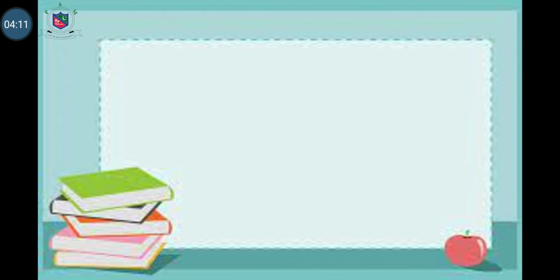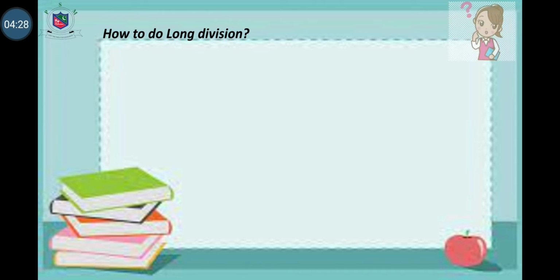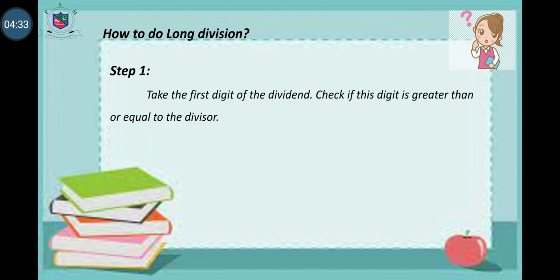My dear students, before starting the process of long division, we should know how to do long division. I hope many of the students know how they can do this process. So let's go through the long division step by step. The first step is to take the first digit of the dividend. My dear students, always keep it in your mind: to divide the number, we always take the highest place value of the dividend first.